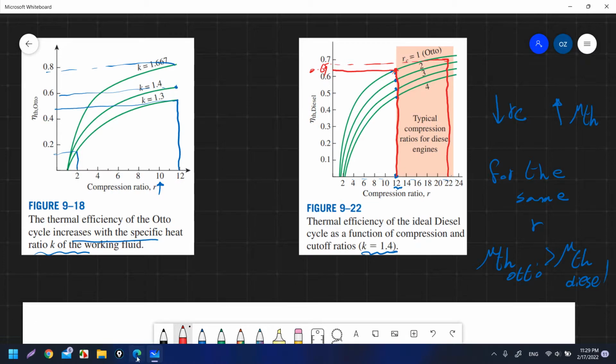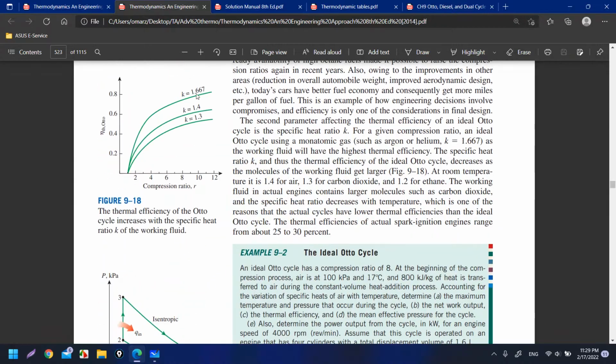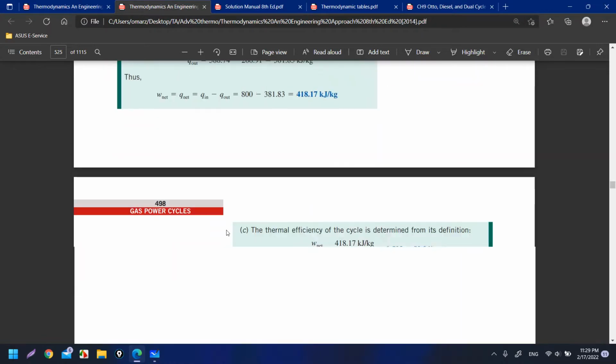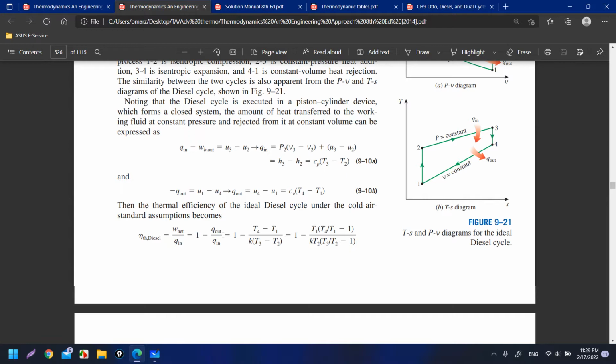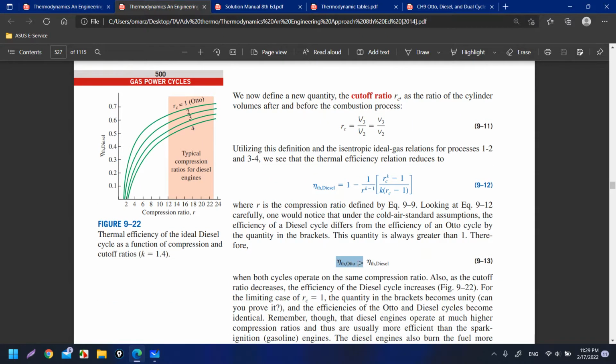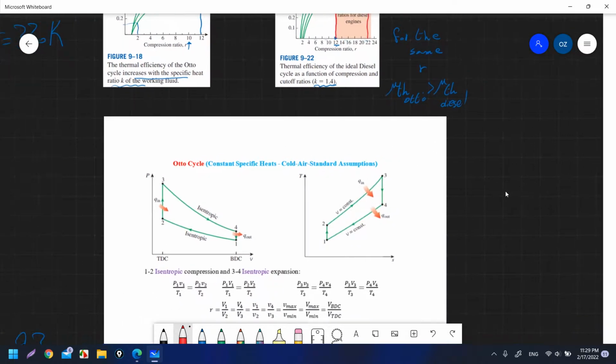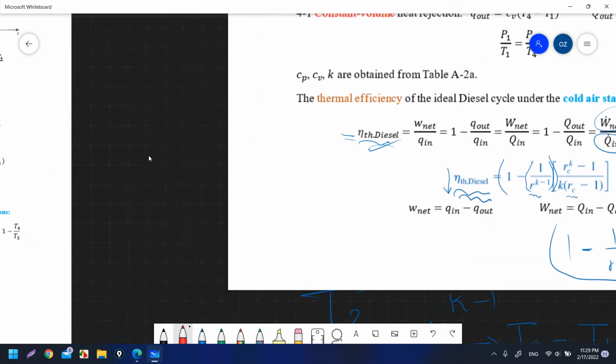You can read about this in the book, here for the Otto cycle, and you can also find it here for the diesel cycle cutoff ratio. As you can see, thermal efficiency for Otto is higher than diesel at the same compression ratio, if both cycles operate at the same compression ratio. So that is the equation for the thermal efficiency of diesel.